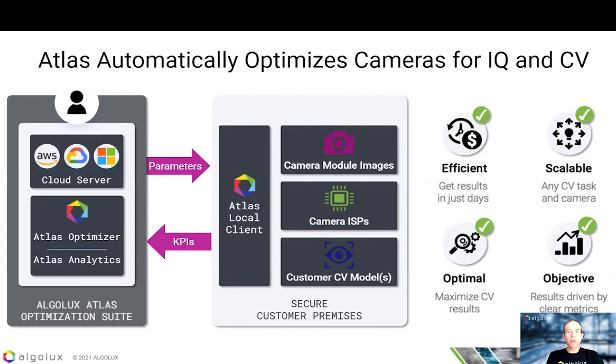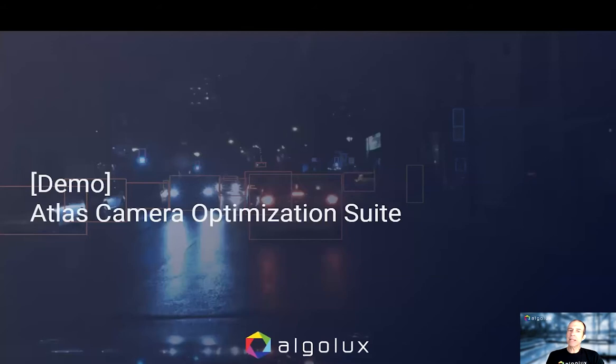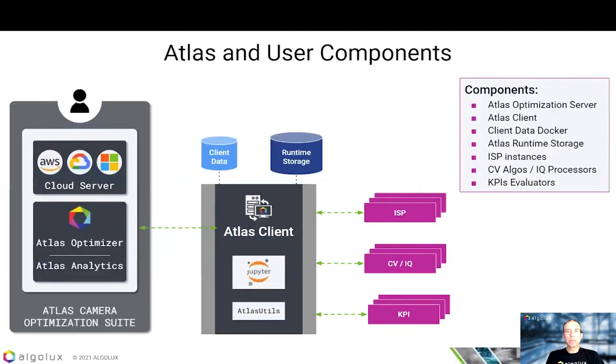Atlas also provides a framework of base components so you can easily connect your own ISPs, CV models, and KPIs into the workflow. So how does Atlas work? Let's look at the Atlas client in more detail. We see that it interfaces with local data storage as well as with specific user components associated with your target ISP, CV model, and KPIs. As we dive into the tutorial, you'll see how these components are explicitly instantiated as Docker containers and used in the Atlas optimization workflow. Let's go to a terminal on the demo machine.